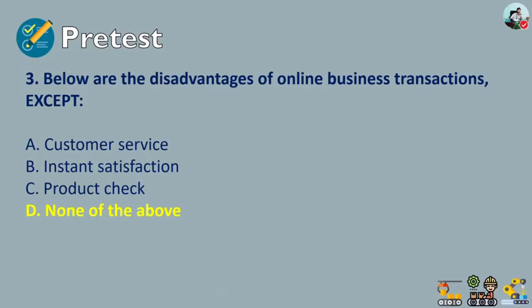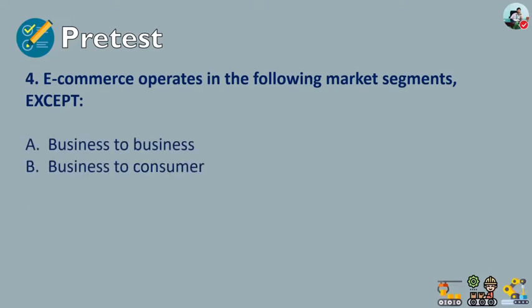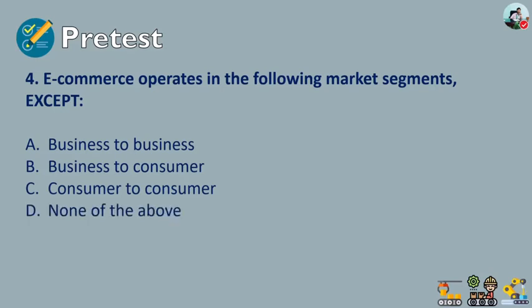None of the above. Number four, e-commerce operates in the following market segments, except A. Business to business. B. Business to consumer. C. Consumer to consumer. Or letter D. None of the above. So the answer for number four is letter D.